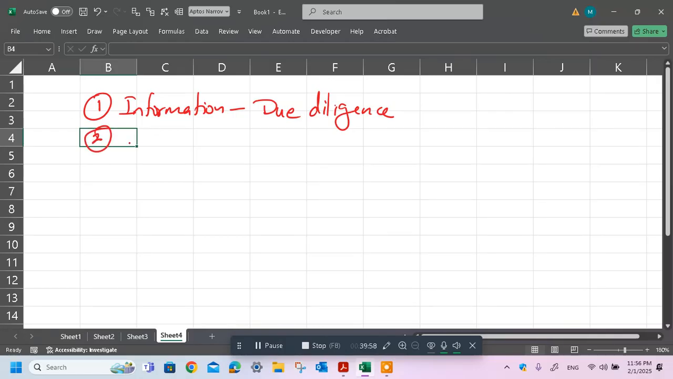Second one, the shareholders have to ensure whether the acquisition is really a value adding one or not.